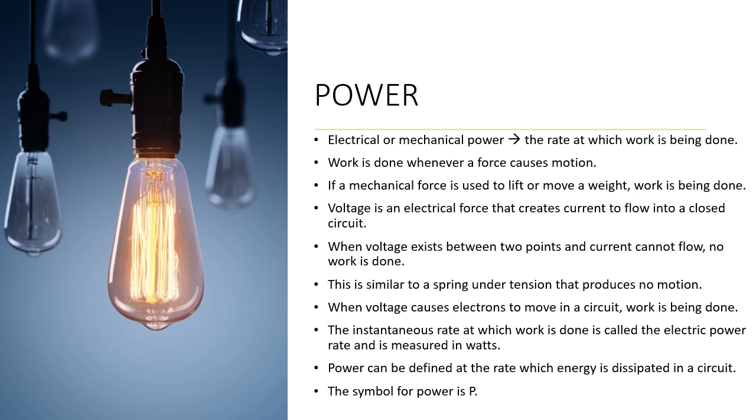When voltage causes electrons to move in a circuit, work is being done. The instantaneous rate at which work is done is called the electric power rate and is measured in watts. Power can be defined as the rate at which energy is dissipated in a circuit. The symbol for power is P.